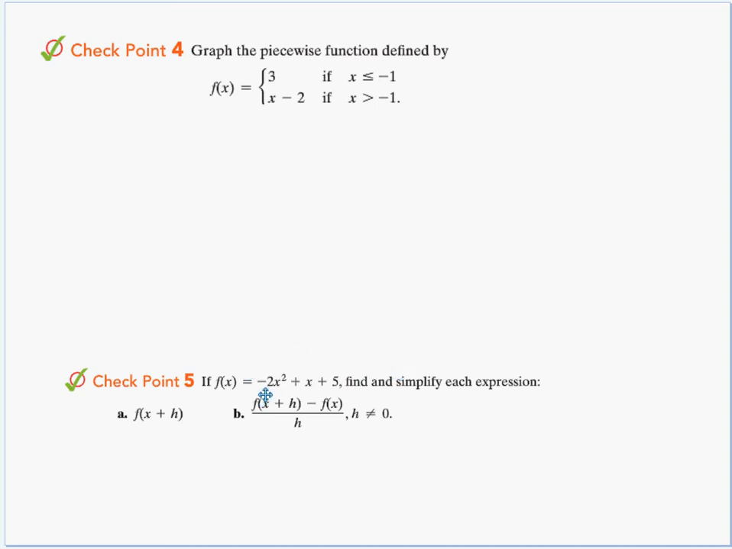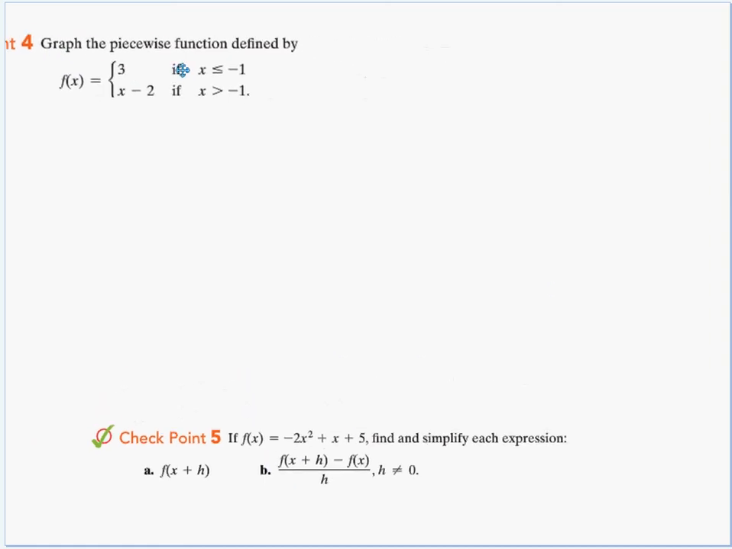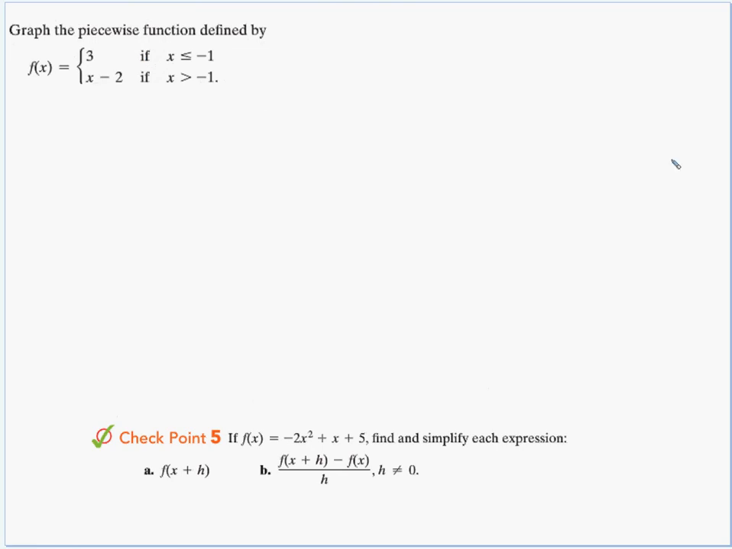Checkpoint 5. We've got a different function, -2x squared plus x plus 5. Just like the last example, first find the x plus h part, and then use that here in the numerator, subtract the original function, don't forget the grouping symbols, and simplify. Another word of warning on this, in our problem we did not have a negative in front of this, so when you FOIL out the x plus h quantity squared, you're going to distribute a -2. Mind your signs on there. So pause the video, try the problems, and then start it up and see if you got them right.